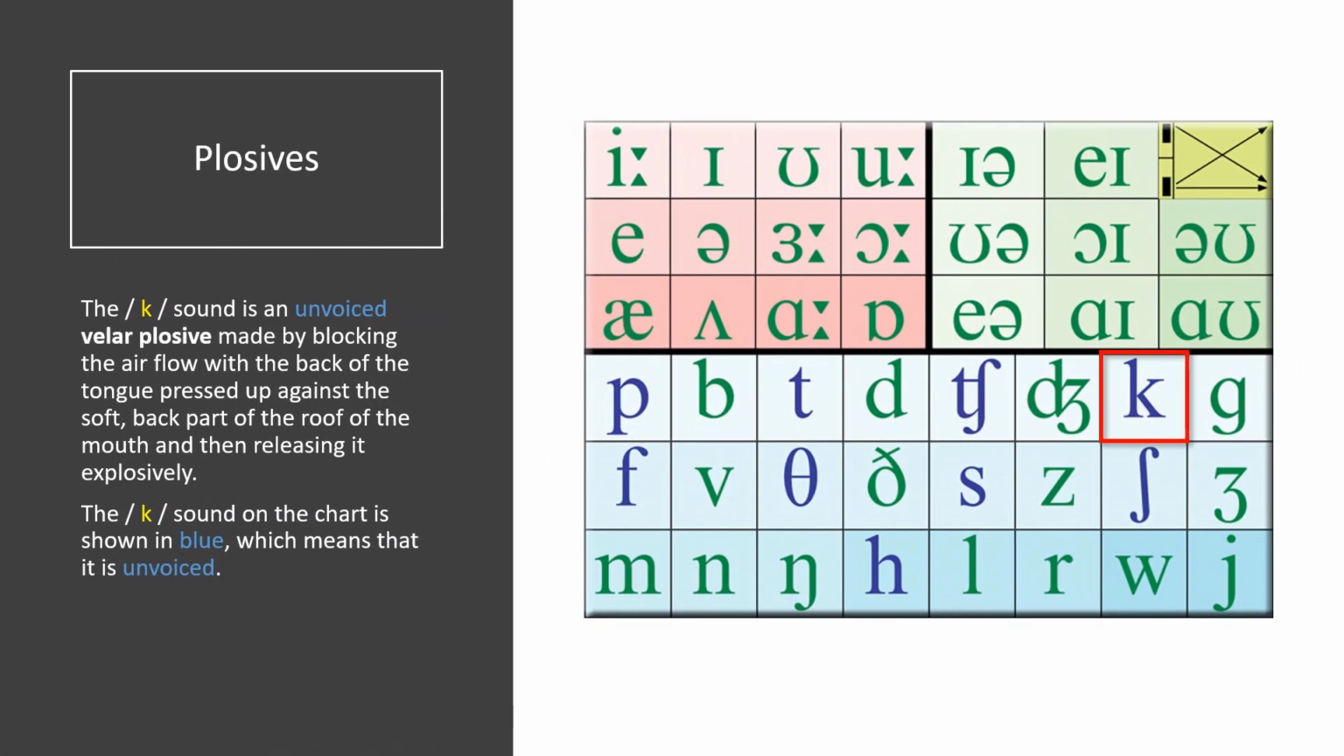Plosives. The k sound is an unvoiced velar plosive, made by blocking the airflow with the back of the tongue pressed up against the soft back part of the roof of the mouth and then releasing it explosively. The k sound on the chart is shown in blue, which means that it's unvoiced.